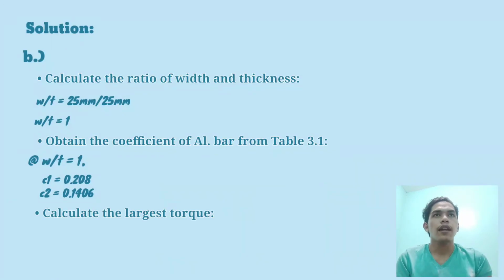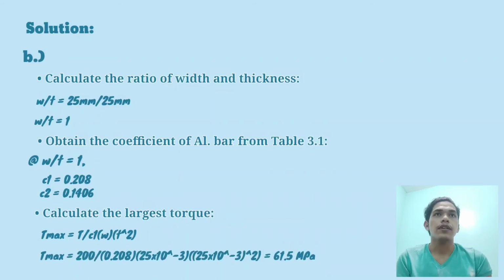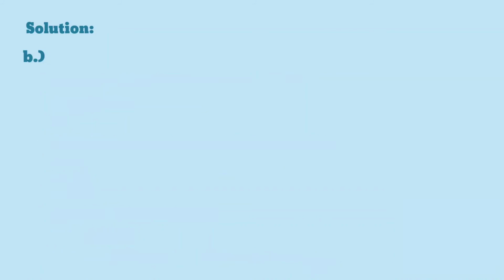Now, calculate the maximum shearing stress using the relation, where T is the largest torque. Now, substitute 0.208 for the C1, the thickness and width, which is 25 mm, and the torque, which is 200 Newton meter. Now, we will arrive at 61.5 megapascal.